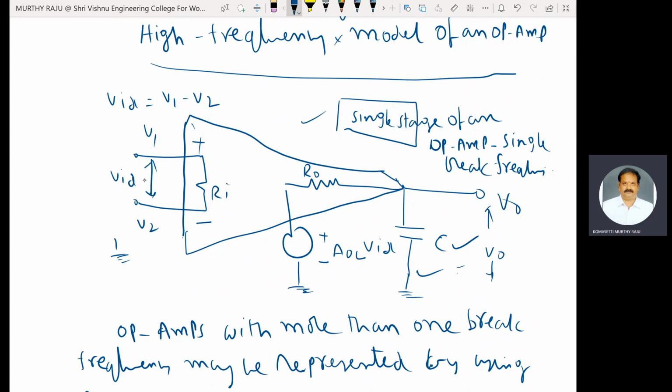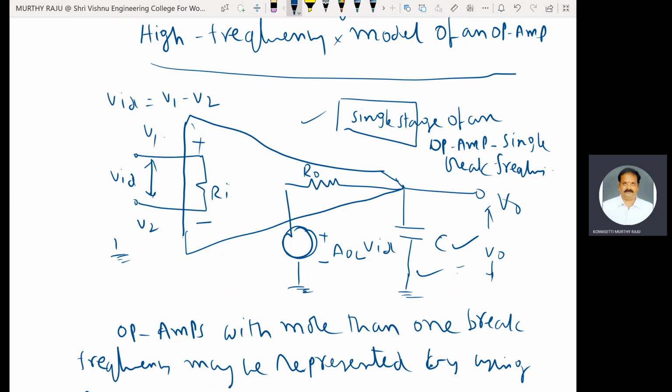This is Ri. VID is the differential voltage. VID is equal to V1 minus V2. Here AOL, the open loop gain of an op-amp at 0 Hz frequency, into VID. This is the Thevenin's voltage source in series with some output resistance R0. Capacitive effect is also included in the circuit. This is the high frequency model of an op-amp.